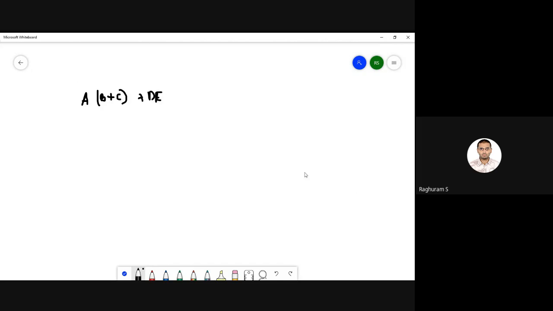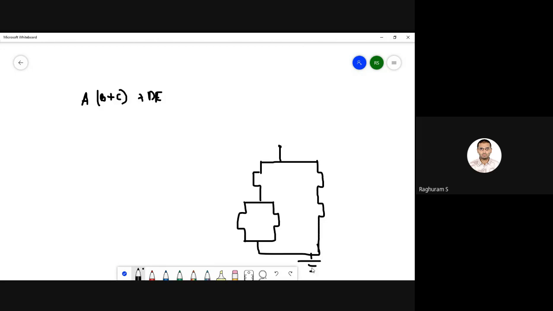Okay, so then we can first draw the gate. So we have on one side A into B plus C. So that will come as B plus C here. And then on the other side is just D into E. So two transistors in series. And then the bottom goes to ground. So we'll name all the inputs also, so there's no confusion. This is input A, and then this is B. This is C. And here is D and E.